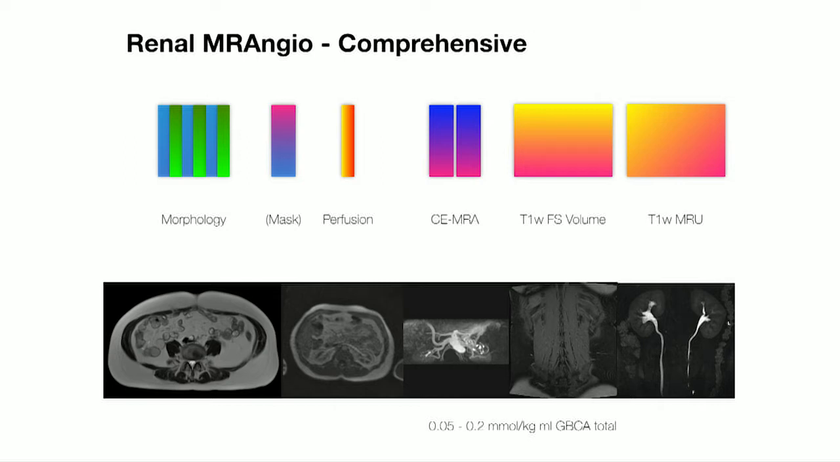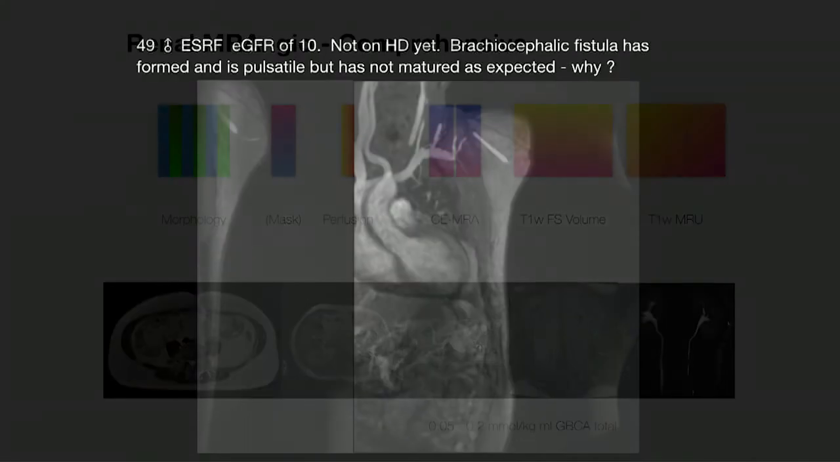So for our comprehensive renal MR angio, we do morphological imaging, we do some perfusion imaging, we do a contrast-enhanced MRA, we do an arterial, and then we do an early venous phase, just in case the first one's not quite right. We then do a T1 fat sat volume, and then we do a T1 MRU, and they're on and off the table in under 20 minutes.